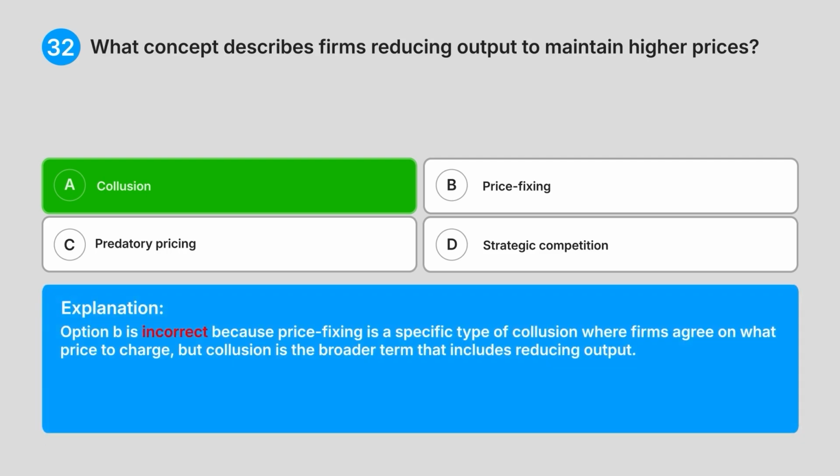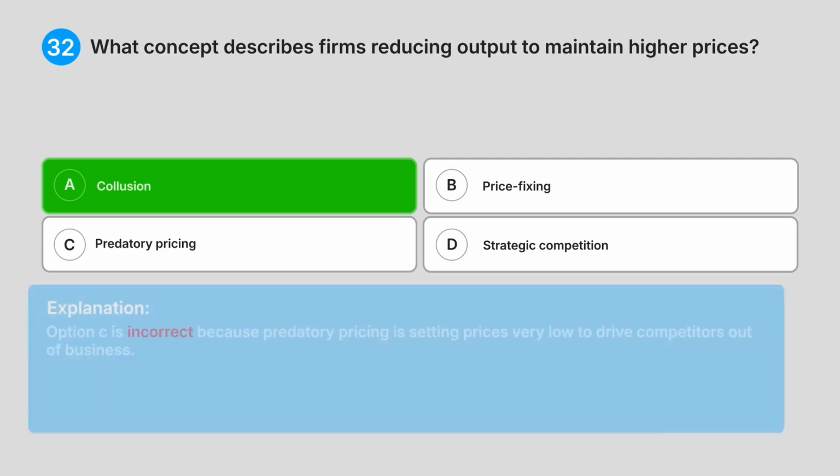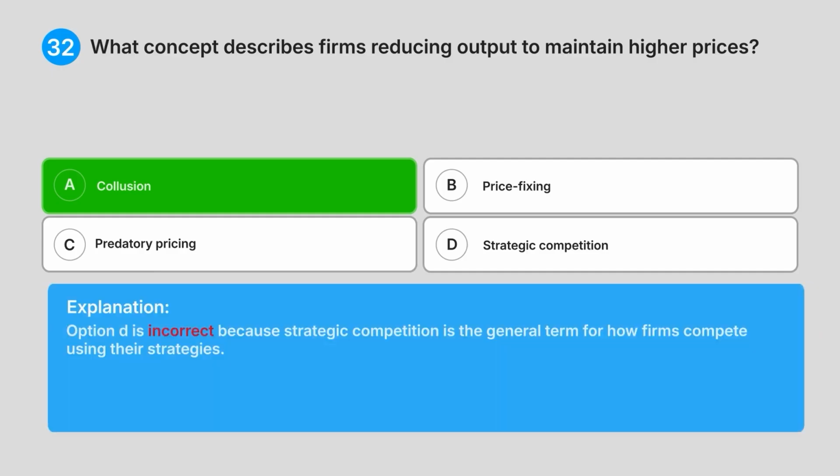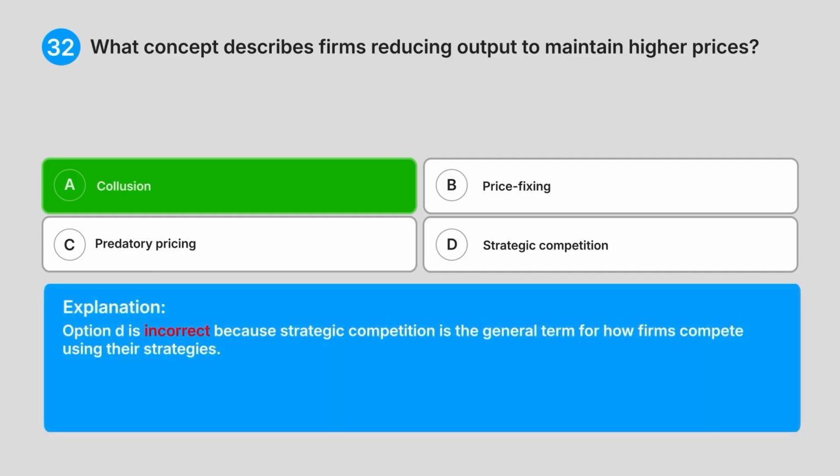Option B is incorrect because price fixing is a specific type of collusion where firms agree on what price to charge, but collusion is the broader term that includes reducing output. Option C is incorrect because predatory pricing is setting prices very low to drive competitors out of business. Option D is incorrect because strategic competition is the general term for how firms compete using their strategies.